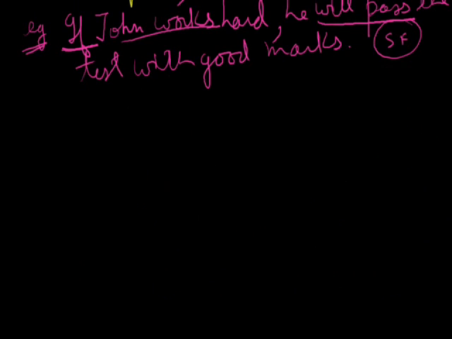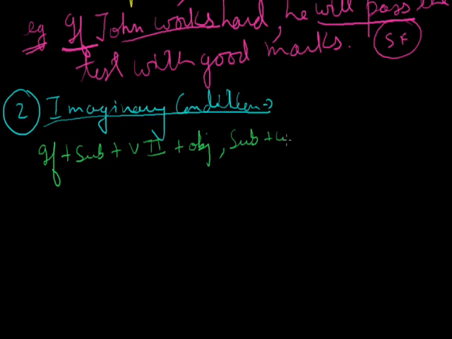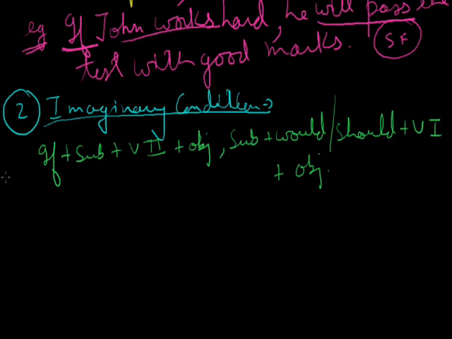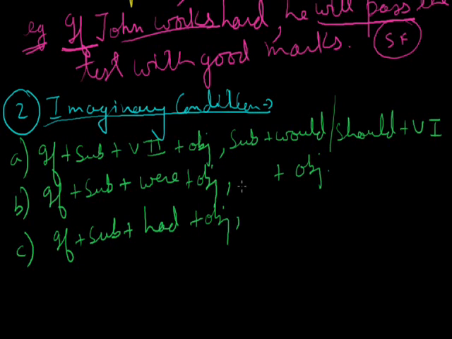Coming on to the second condition, that is the imaginary condition. Now under this, the structure will be something like this. We can say this is structure number A. Coming on to structure number B and C, the structure will be the same, only there will be a minor difference. Over here we will use were instead of the second form of the verb, and over here we will use had. The rest of the structure will be the same.